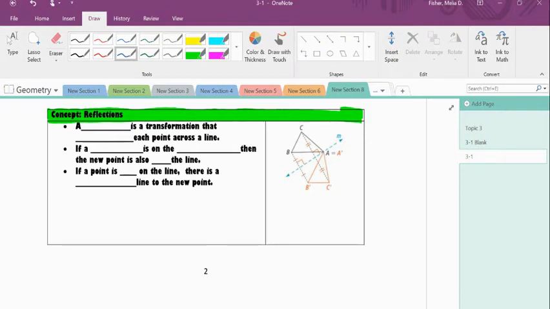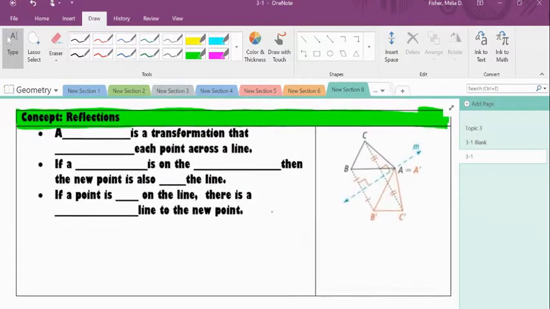Example 2, we are going to fill in this concept box about reflections. It says a reflection is a transformation that reflects each point across a line. If a point is on the line of reflection, then the new point is also on the line.